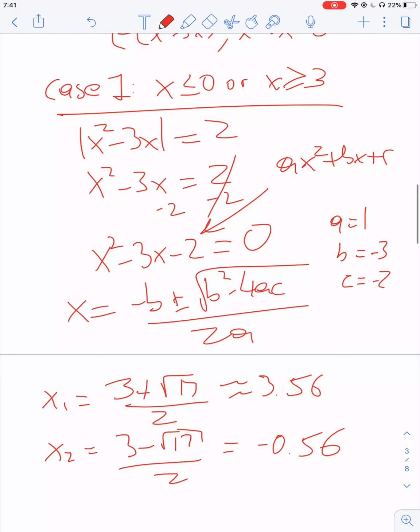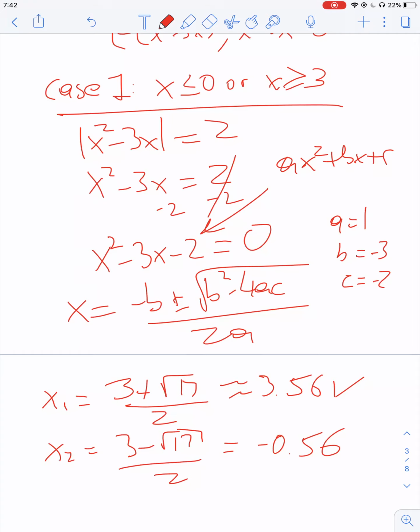Okay, now remember, x either has to be greater than 3 or it has to be less than 0. Okay, you have to check if these values are within your domain. So is 3.56 greater than or equal to 3? Yes, it is. So I'm going to accept this.